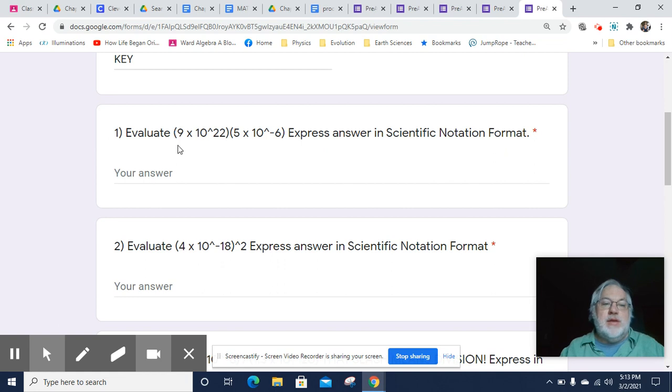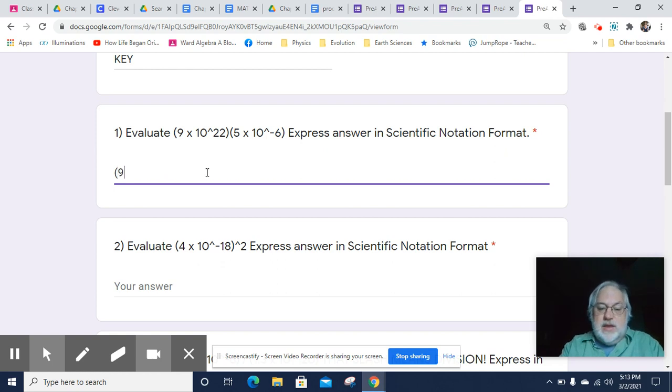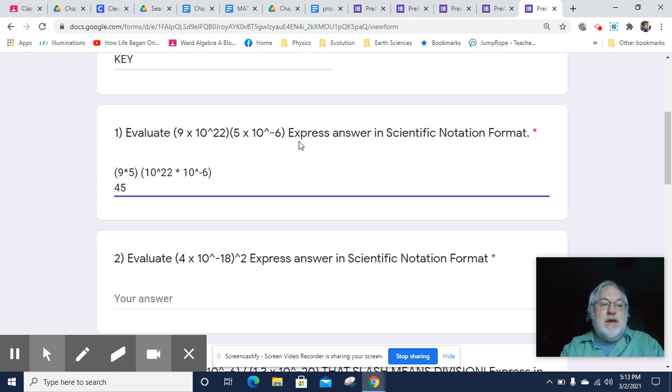So here we go. We're going to do some similar stuff to the previous exit ticket. We're going to evaluate 9 times 10 to the 22nd times 5 times 10 to the negative 6. So the first thing you want to do is group the coefficients. So 9 times 5. And then over there, you're going to also group the power. So 10 to the 22 times 10 to the negative 6. And then 9 times 5 is 45. And then that's going to be times 10 to the, we're going to say 22 plus negative 6. You want to add the exponents.